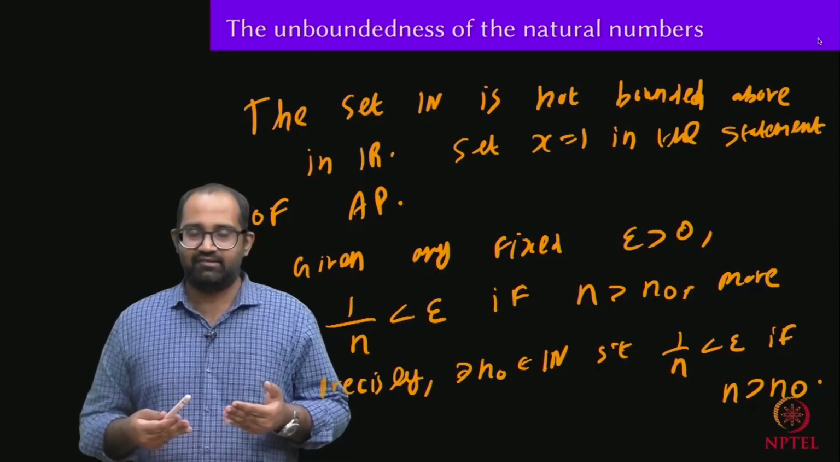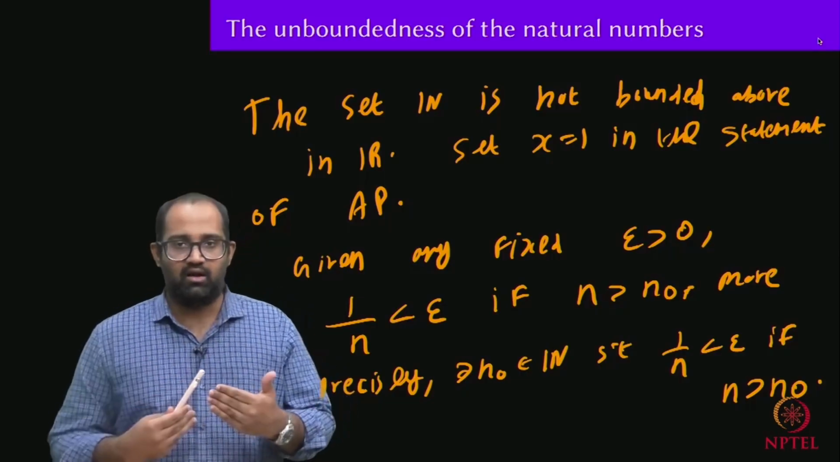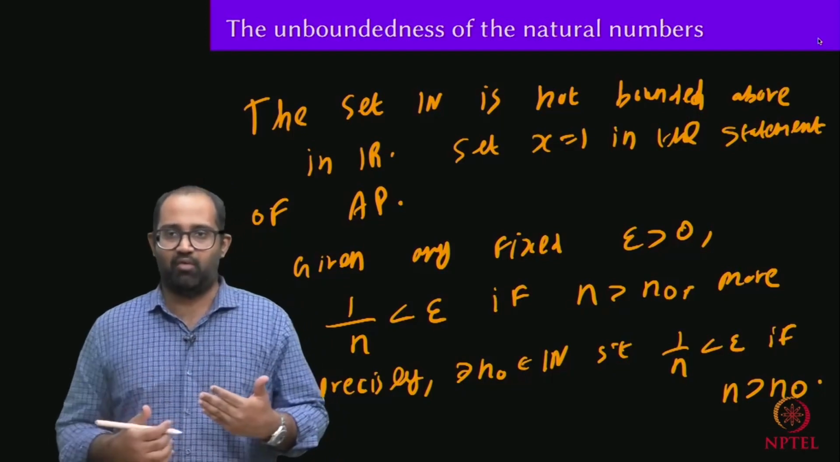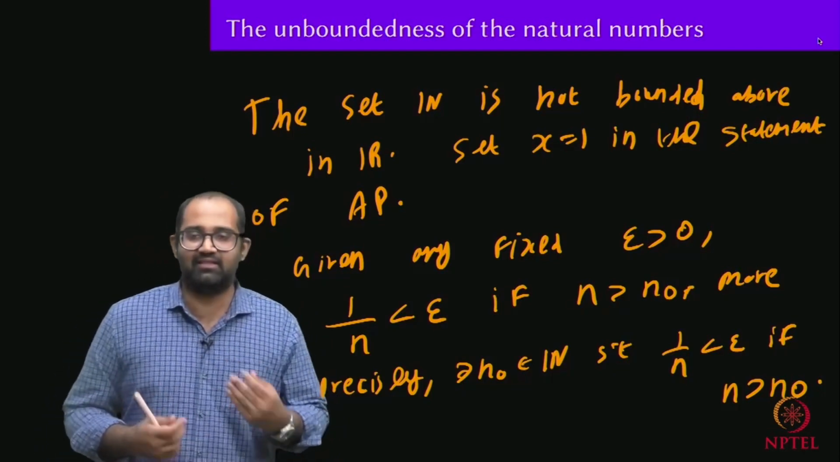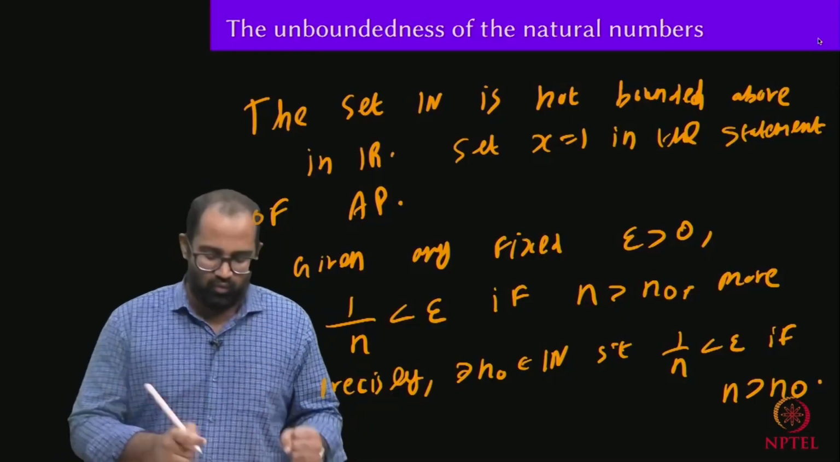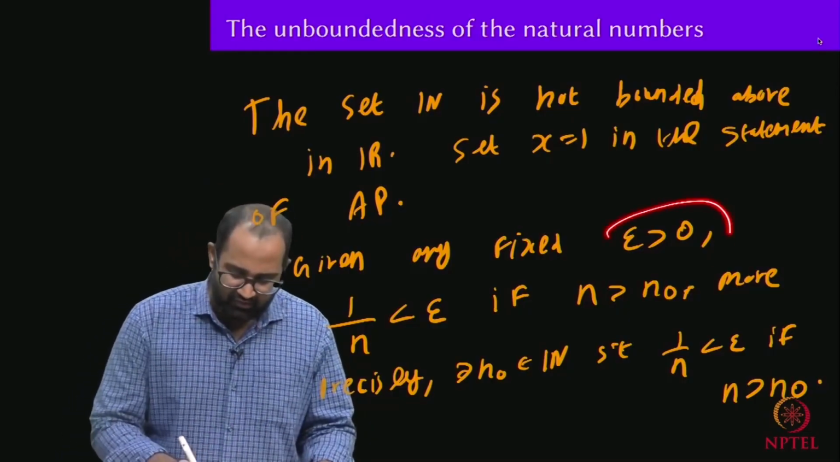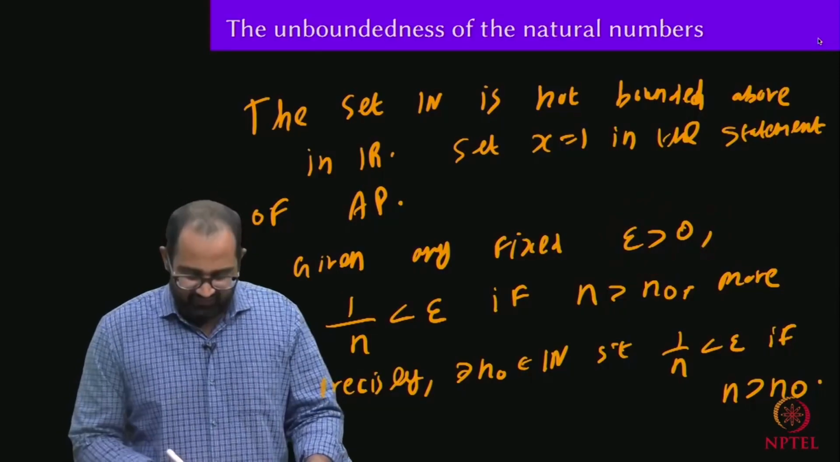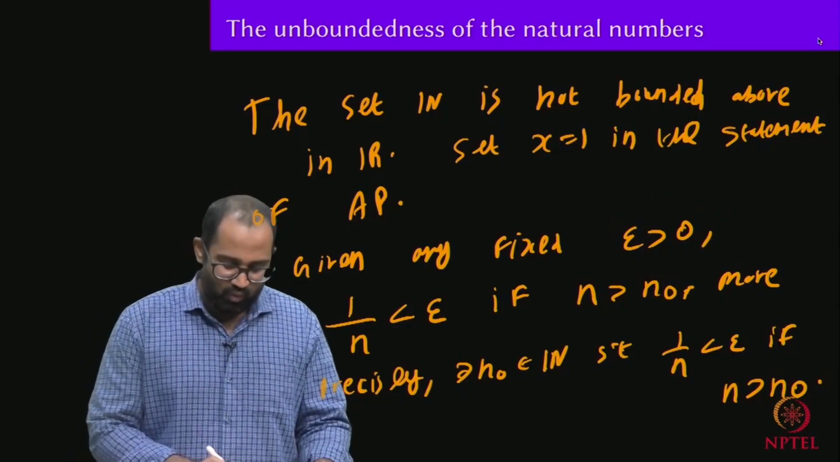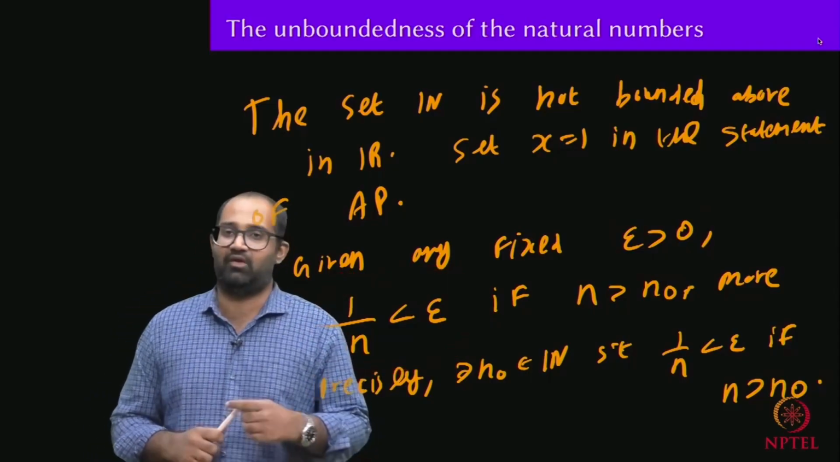So what this says is that when you take the reciprocal of these numbers that get larger and larger, they get smaller and smaller. And how do you capture that they get smaller and smaller? You fix whatever positive number you want. It could be really small. Fix it. Then eventually, which is captured by n naught, eventually 1 by n will be less than epsilon.